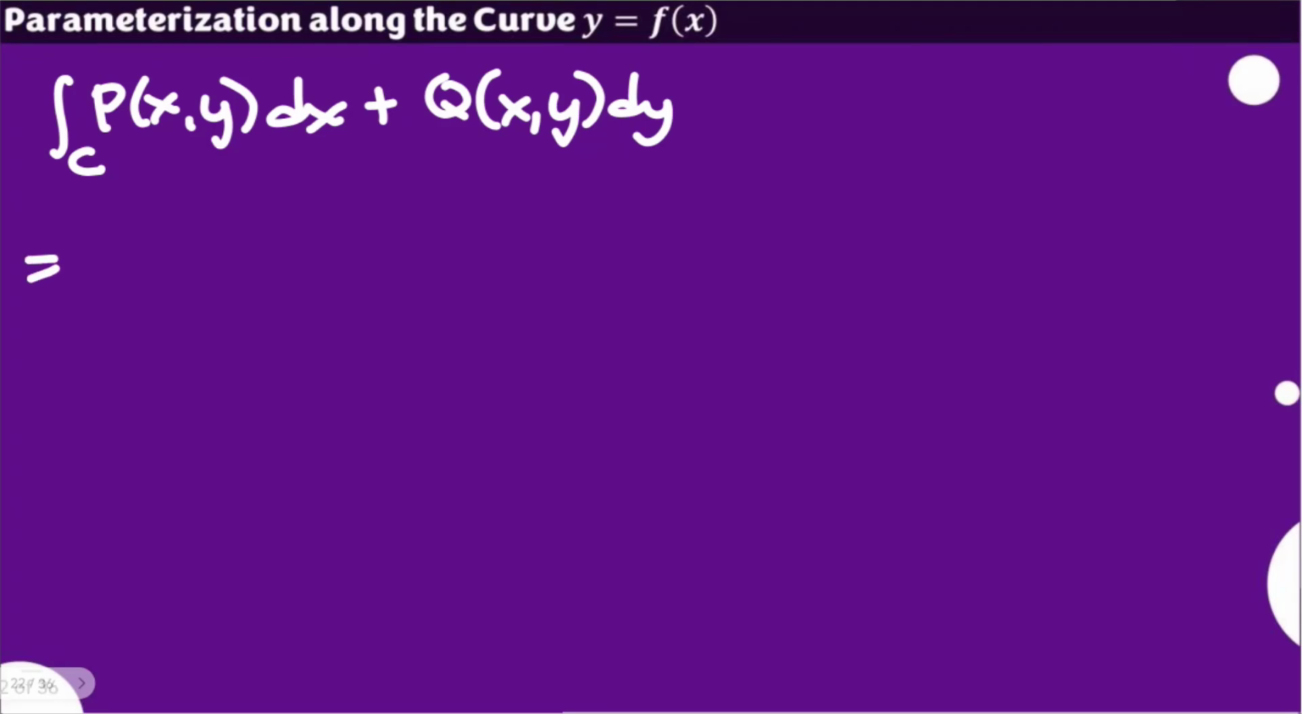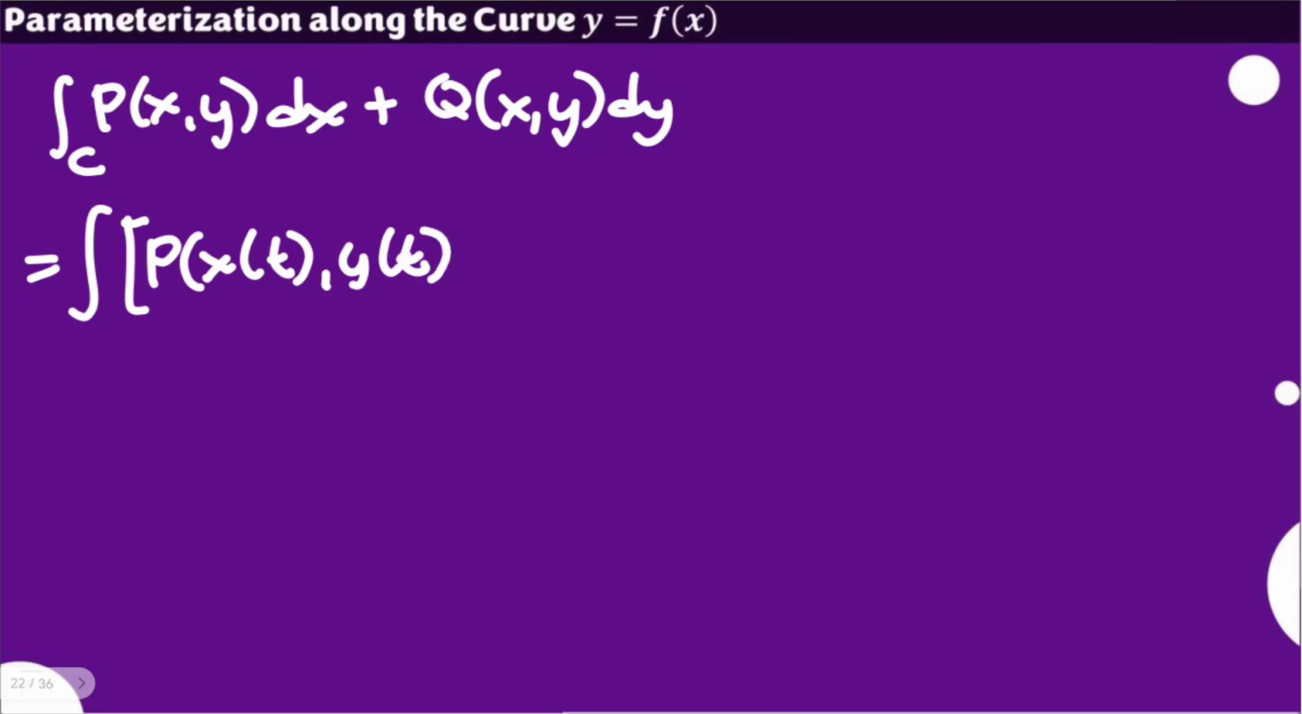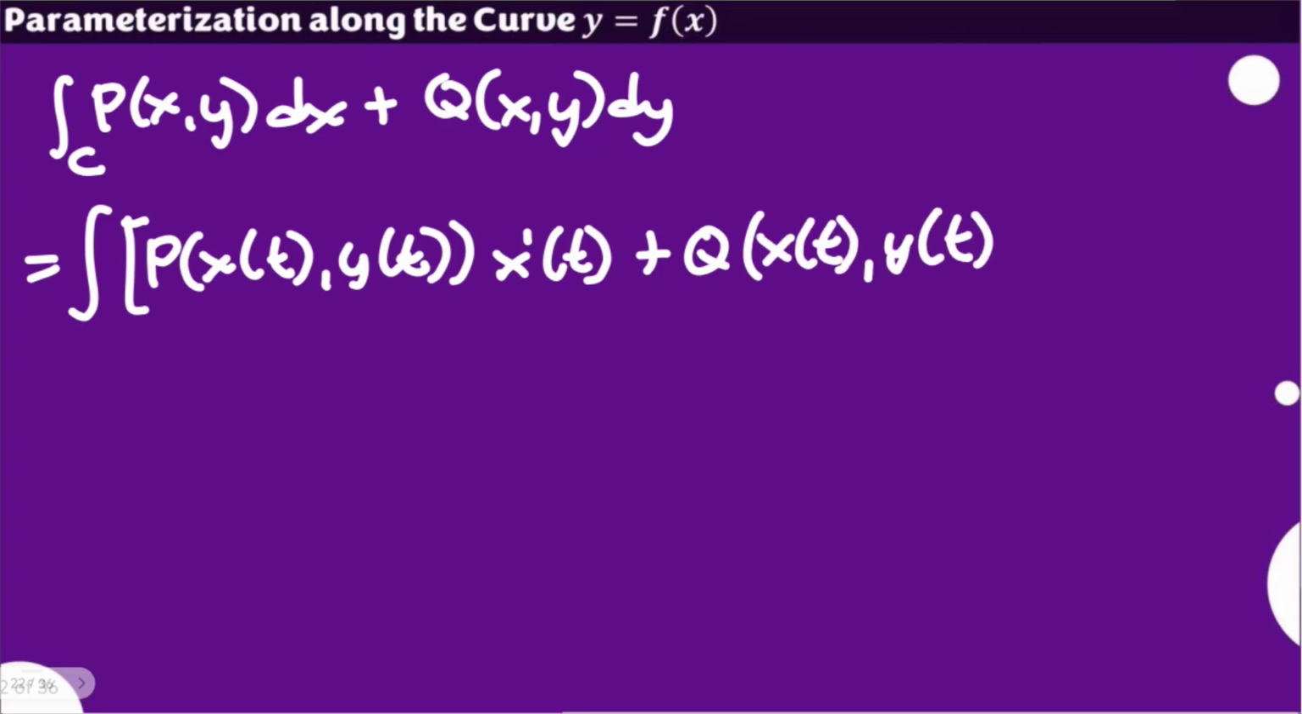But this time, of course, this is equivalent to this very long process of coming up with x of t and y of t to parameterize the given functions in terms of t, times the first derivative of your x of t, plus for your q, same thing, x of t and y of t times the derivative of your y of t dt from a to b. So if you have a curve later on and you have functions p of x y and q of x y and you're tasked to solve for the real integral of that, you need these details.